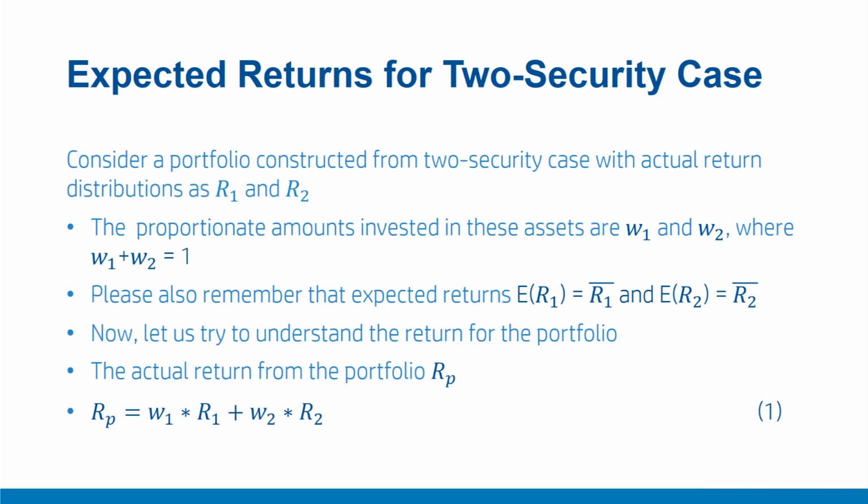Now let's try to understand the return from the portfolio. The actual returns from portfolio can be very easily computed as shown here in equation 1, where RP equal to W1 into R1 plus W2 into R2. That is a very simple mathematical notation for the actual returns from a portfolio with two security case, where W1 and W2 are the proportionate amounts and R1, R2 are the actual returns observed on these two securities.